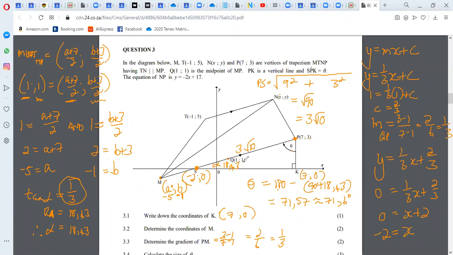But what you could have done as well is you know that this height is 3, and you could have done opposite over hypotenuse. Opposite over hypotenuse is sine. Sine of 18.43 equals 3 over PS. And then you could find PS. So multiply by PS, and then you'd have to divide by sine. So 3 over sine 18.43. Just tell me what that gives you.